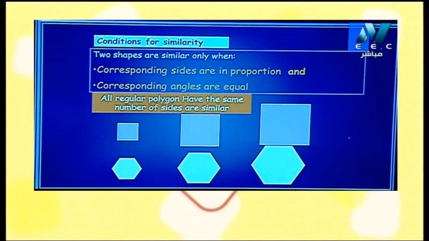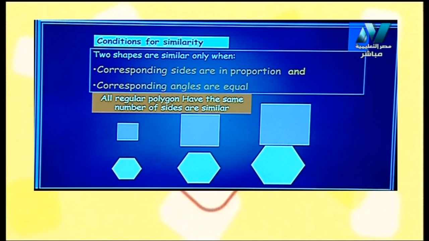Okay, we go now to the first slide. We have here two shapes. Two shapes are similar only when what? When each two corresponding sides are in proportion and each two corresponding angles are equal.